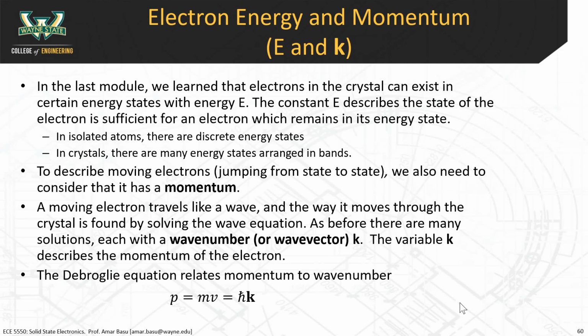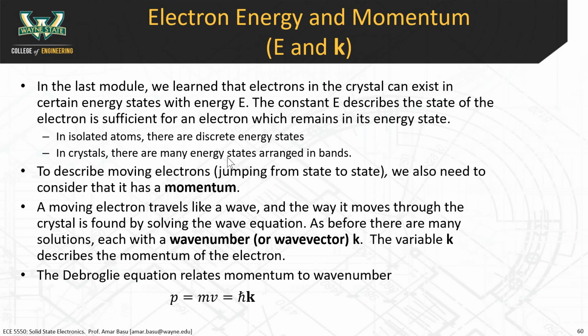By contrast, when you have a region of bandgap, if an electron wants to go to the next highest energy state, it's way, way high up there. So the electron can't easily do that. You have to supply a lot of energy into the system. So that's what we're talking about when we're talking about the energy state. In isolated atoms, there are discrete energy states. In crystals, there are many energy states that are arranged in energy bands. All right? So that's what E is. That's the energy of the electron.